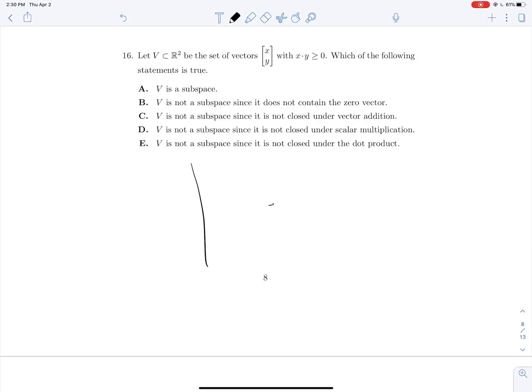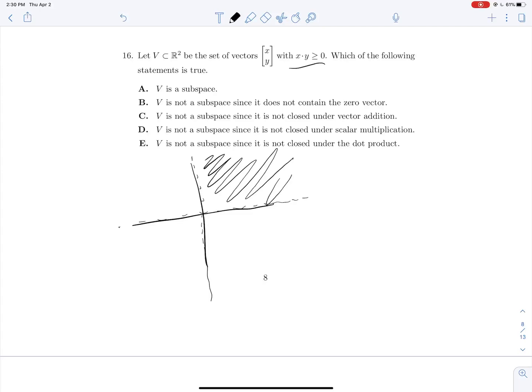So let's graph this out. What conditions do we need for x times y to be greater than or equal to 0? Well, all of the coordinate axes will work because one or both of our values x and y are equal to 0. Additionally, if x and y are greater than 0, this condition will hold. And if x and y are less than 0, this condition will hold.